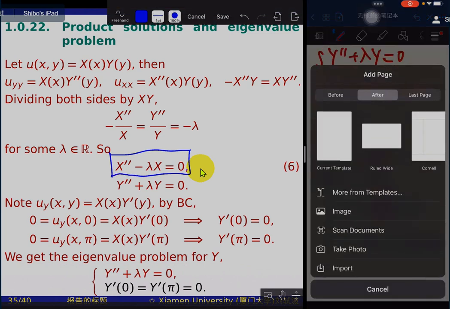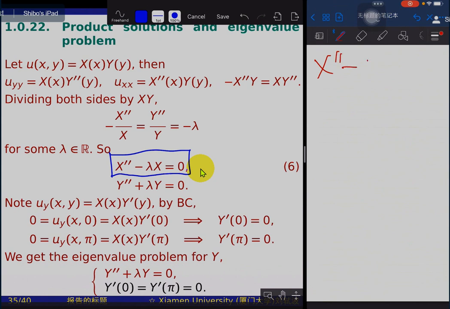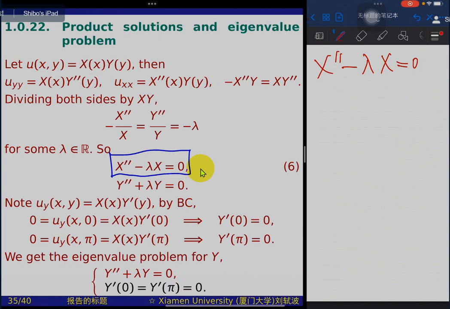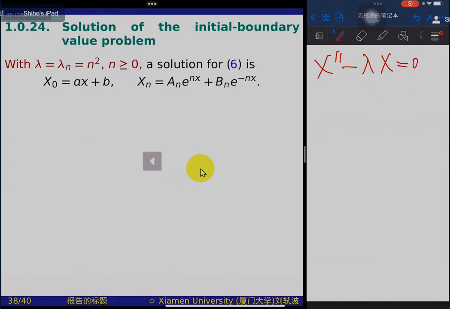This ODE is x double prime minus lambda x equals 0. Okay, we need to solve this ODE. To solve this ODE, we see that lambda is n square, therefore x double prime minus n square x equals 0. So we have to distinguish two cases, n is 0, n is not 0. When n is 0, this ODE reduces to x double prime equals 0. Therefore the corresponding solution, denoted by x0, is a linear function of x.